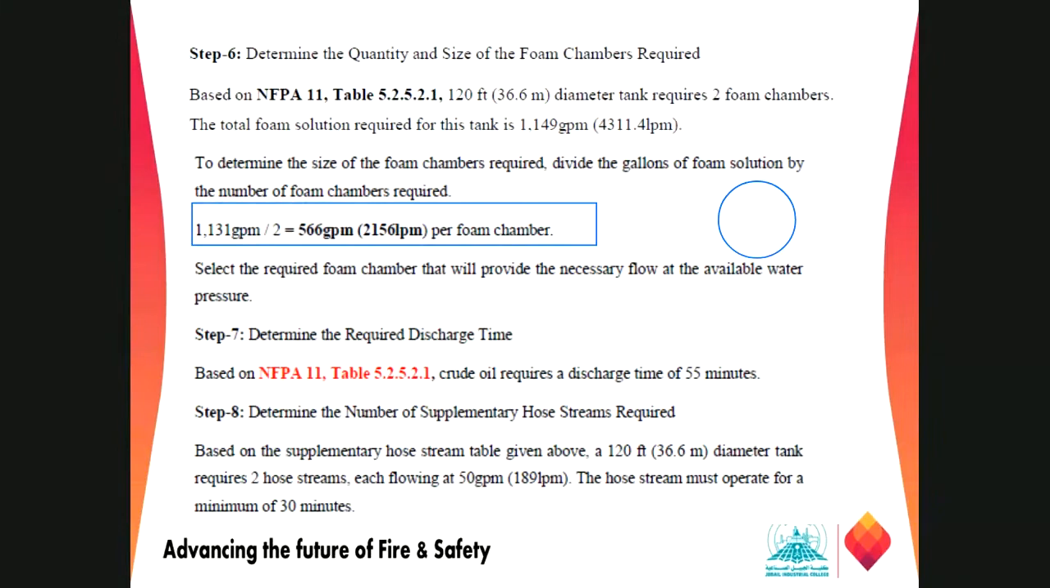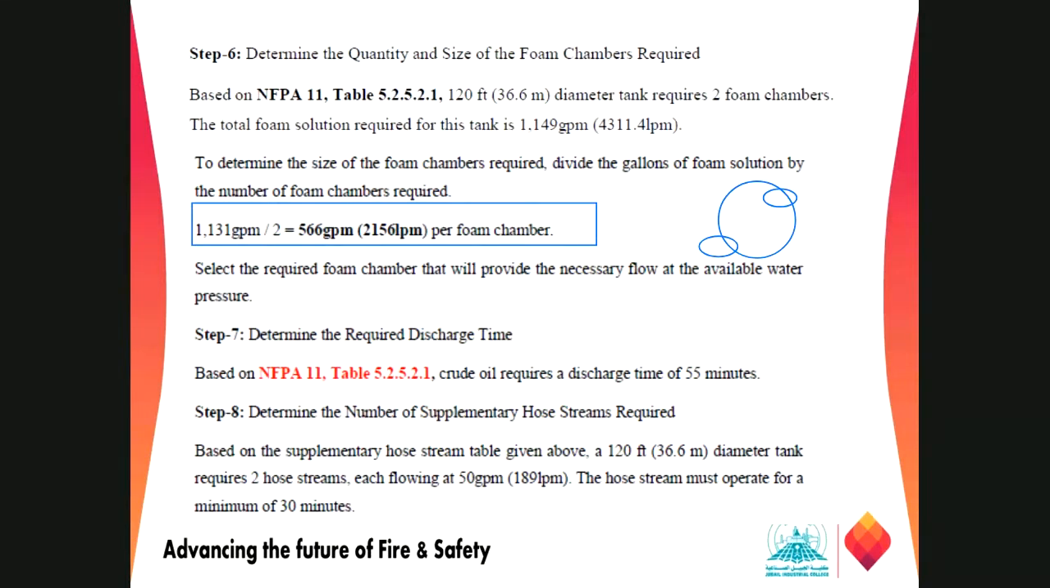Maybe you put one at this location and one at this location, and it will discharge an equal amount of foam water solution. So the total flow will be divided by 2 foam chambers. Now we have 566 GPM coming from each one. We have to check the foam chambers. What should be the size of the foam chambers for this application? The foam chamber should be selected based on this discharge of 566 GPM.